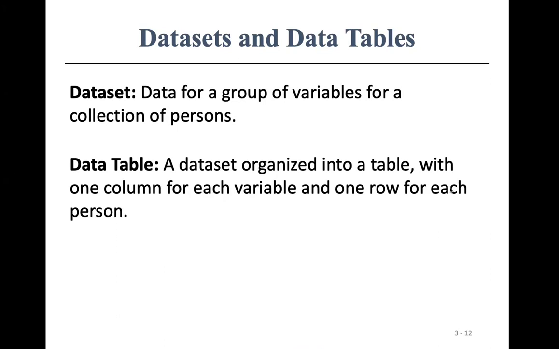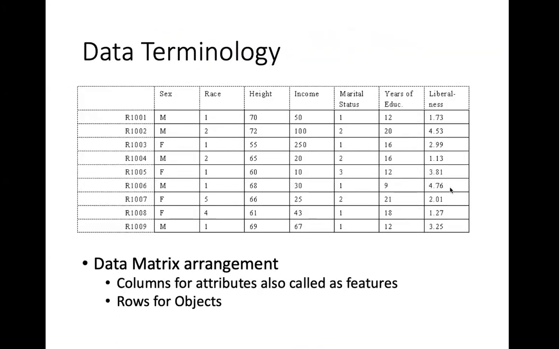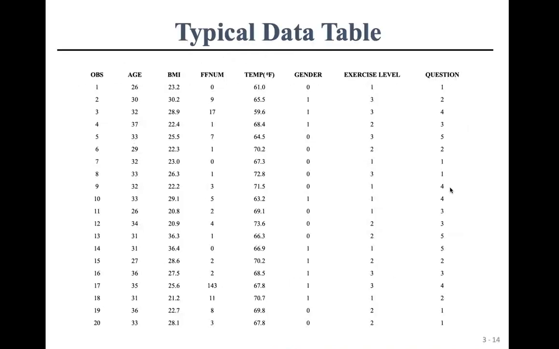Data sets are there and data tables are there, just like this kind of data table which we have. This is a typical data matrix arrangement, and in pattern recognition, we call the columns the features, and the various objects are called the rows. And this is again a typical data table, say for some medical data.